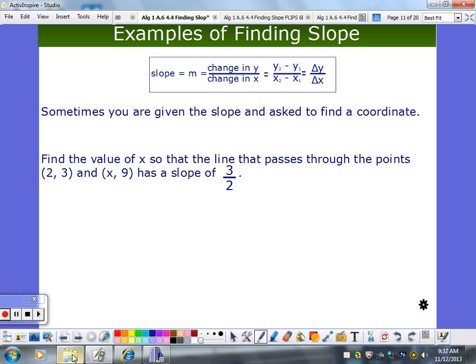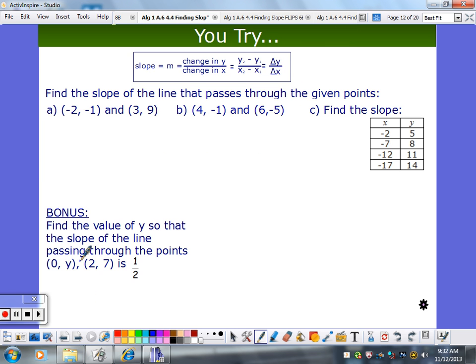I'm skipping this one for now. I want you to go to the U-tries. The bonus is an optional one, but I would like you to do A, B, and C. Find the slope in simplest form. All right, I'm just going to put up answers, see how we're doing so you can compare what you got at least so far.